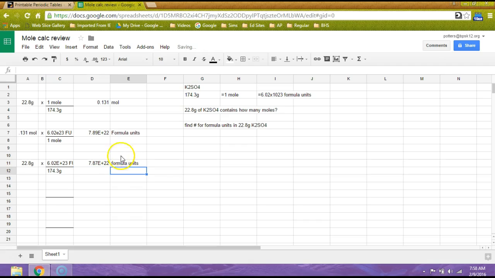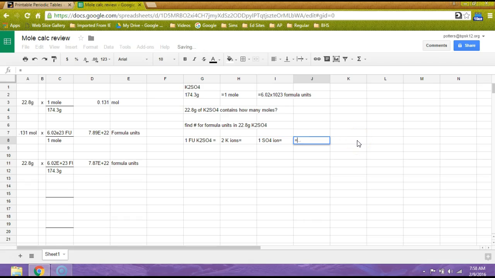Now, other questions we might be asked: if I look at this formula, within each formula unit, one formula unit of K2SO4 has, let's see what it has here. So it's got 2 Ks. So there's 2 K ions. You might hear them referred to as atoms, but technically they're ions because they're part of an ionic compound. Also, if I look at the formula, there is 1 sulfate ion per formula unit.